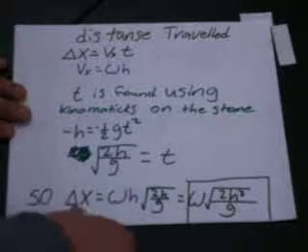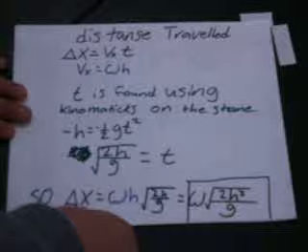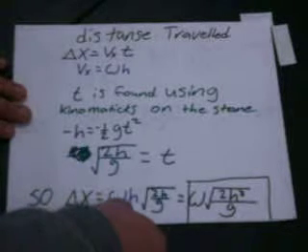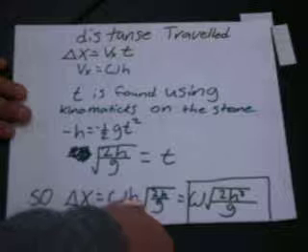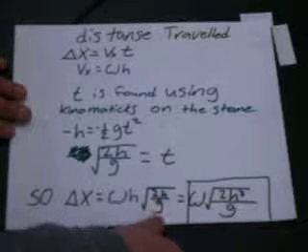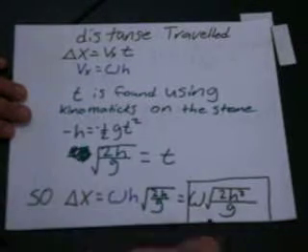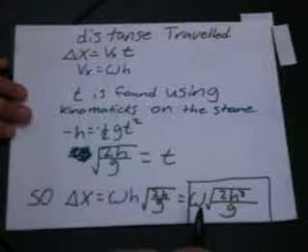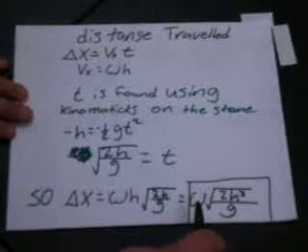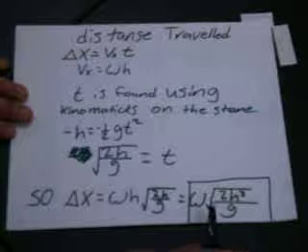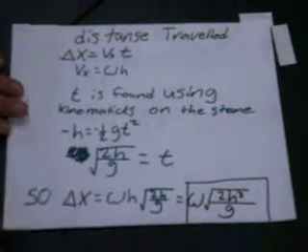So, the distance that the stone travels is equal to omega times h times the square root of 2h over g, which simplified is equal to omega times the square root of 2h cubed over g.